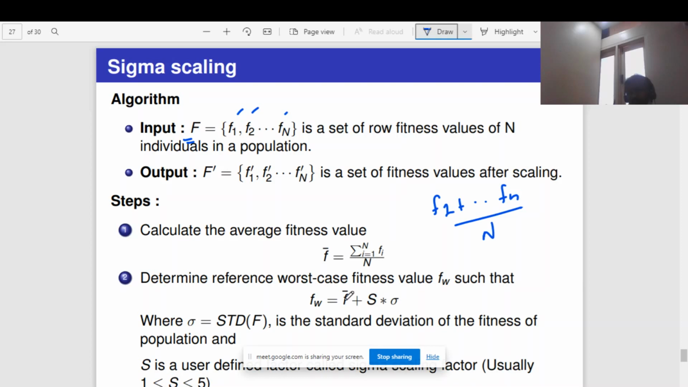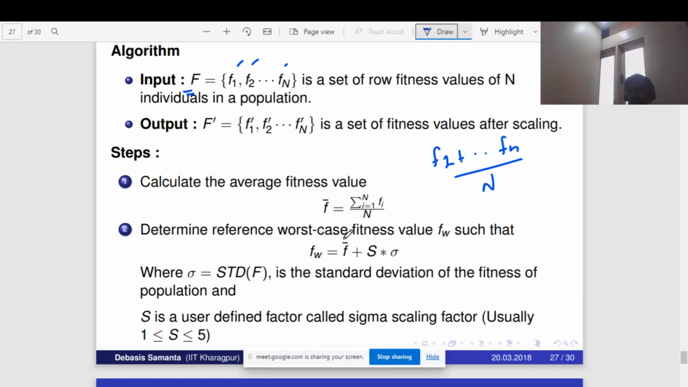Okay. Next, we calculate something called fw, where fw is equal to f dash plus s into sigma.